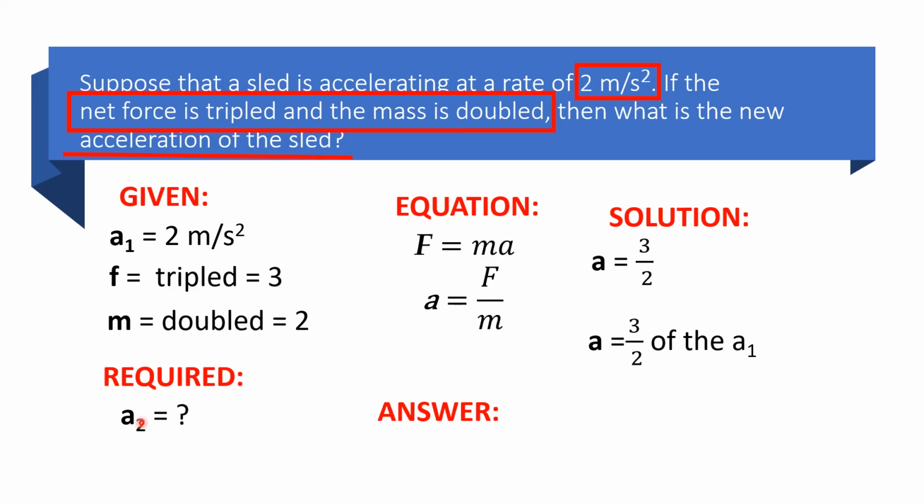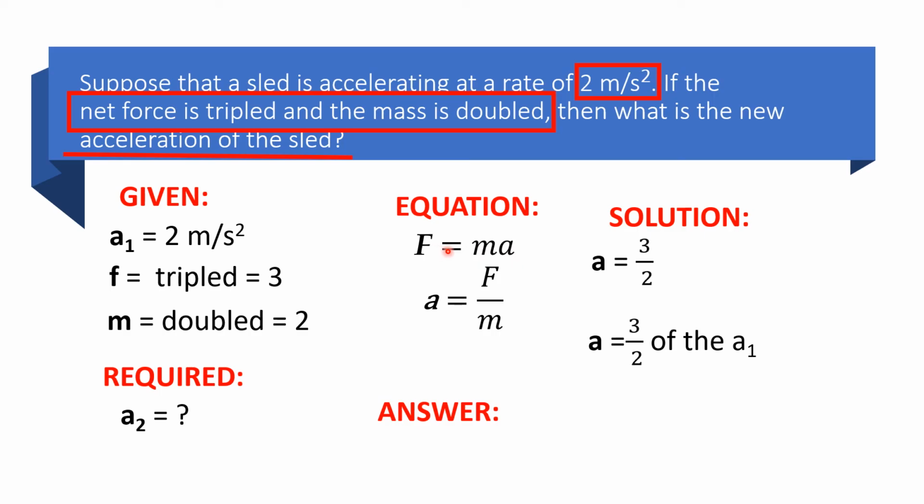Kasi ang tanong, what is the value of the new acceleration daw? Ano kaya ang mangyayari sa acceleration if, for example, the acceleration is 2 meter per second squared? And then, I doubled the amount of force. I tripled the amount of force. And I doubled the amount of mass. Based on the relationship, what would be the new acceleration?